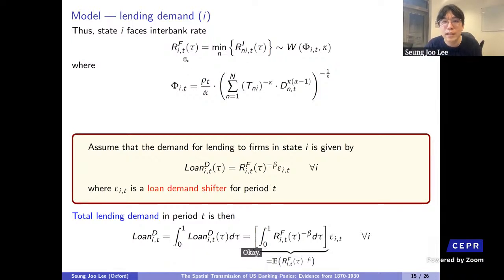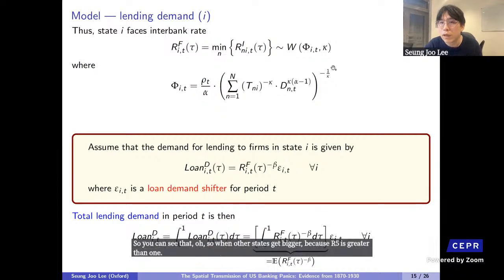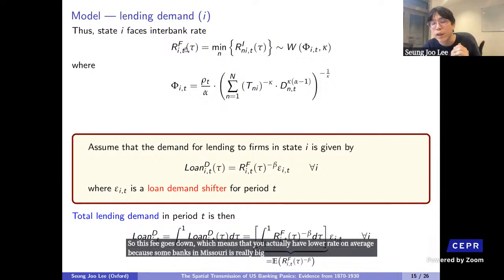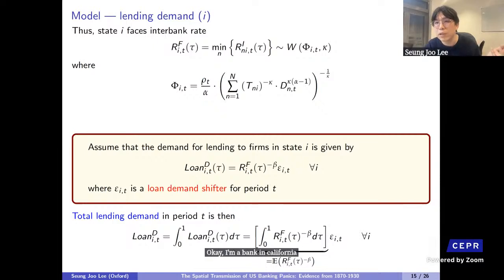So you can see the rate each loan division of state I faces is random, of course, because Z is random. But this randomness is represented by some parameter phi_it, and kappa is the same. So when other states get bigger, because alpha is greater than 1 and the exponent is minus, this phi goes down, which means that you actually have a lower rate on average, because some bank in Missouri is really big. I'm a bank in California, and there is some likelihood that this Missouri bank is going to offer me a really good rate. Of course, there is a chance that I might choose different banks, but on average, I will face a good rate.